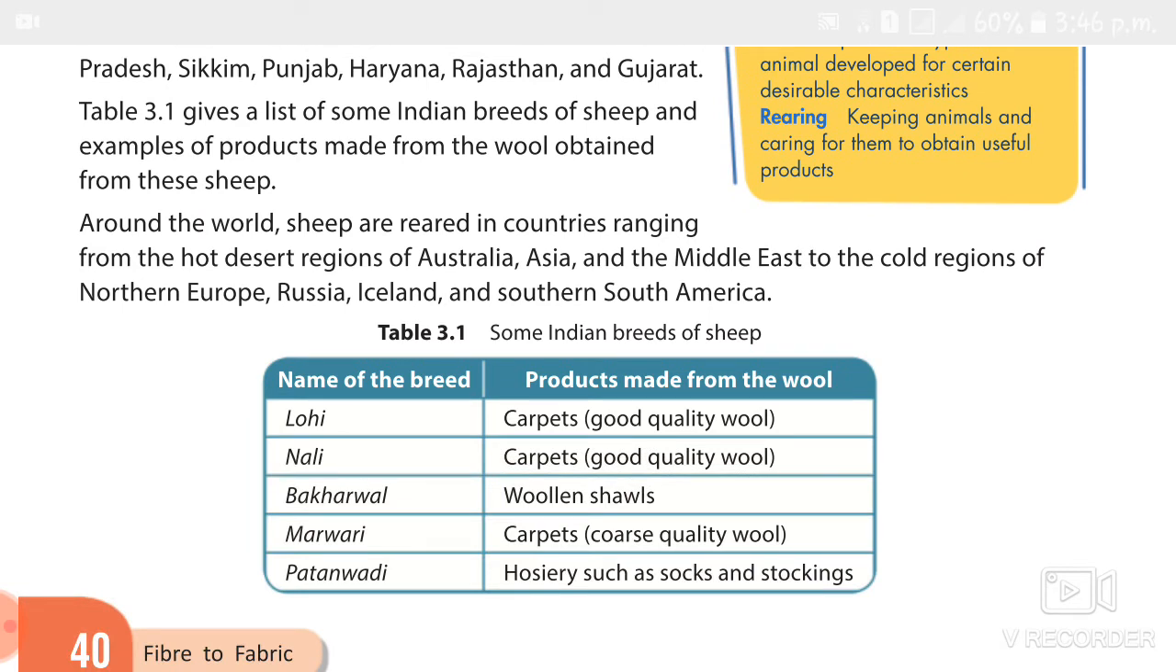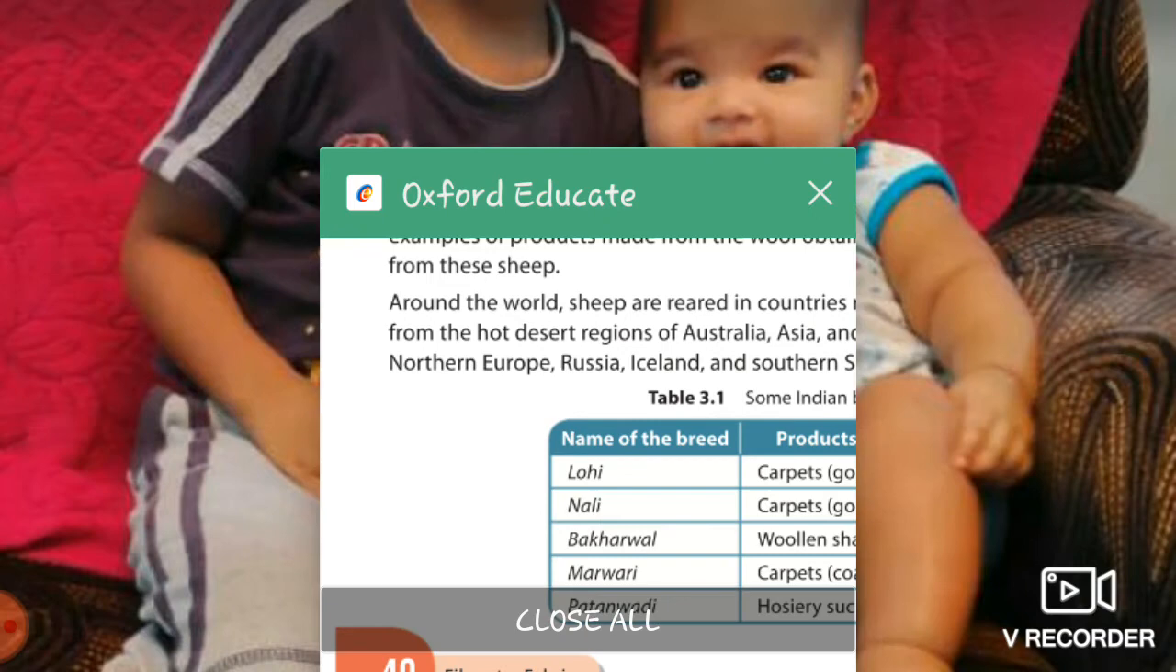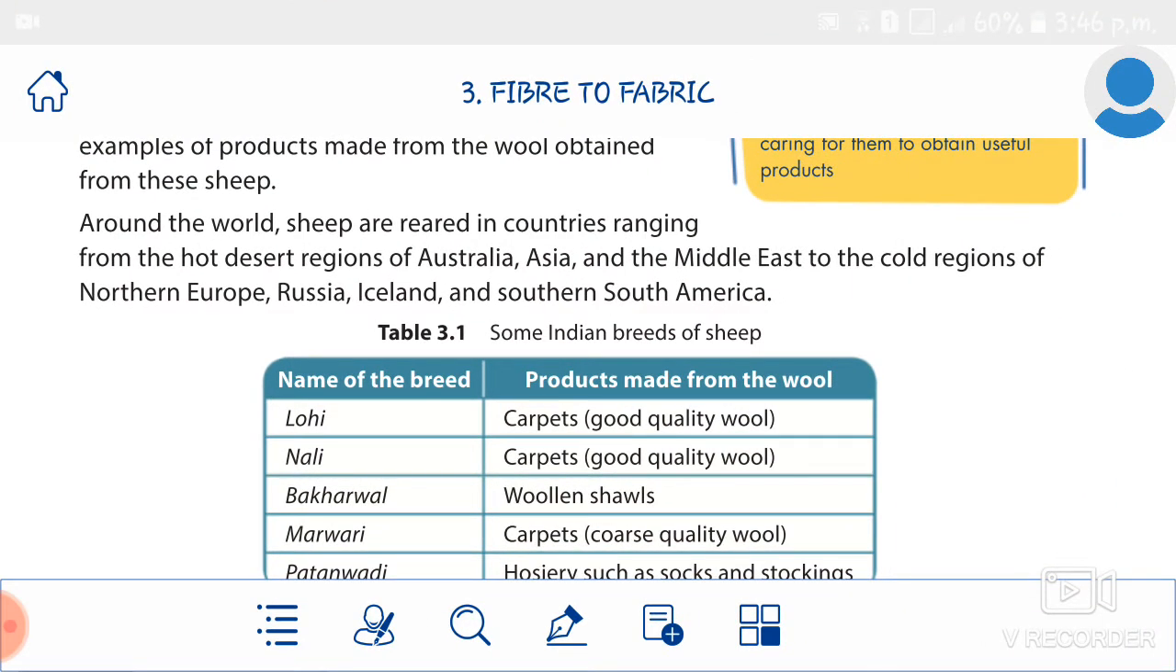The first one is Lohi, that is the name of the breed. From the Lohi we get carpets, made from good quality wool. The second one is Nalli. The products made from Nalli wool are also carpets, and it is also good quality wool.